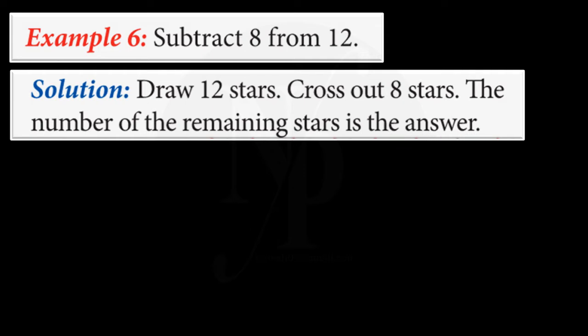Dear children, here for subtracting 8 from 12, we are making use of drawing stars and then crossing out. So we are following the crossing out method, crossing out the pictures. First let us draw 12 stars like this. We will draw and count together.